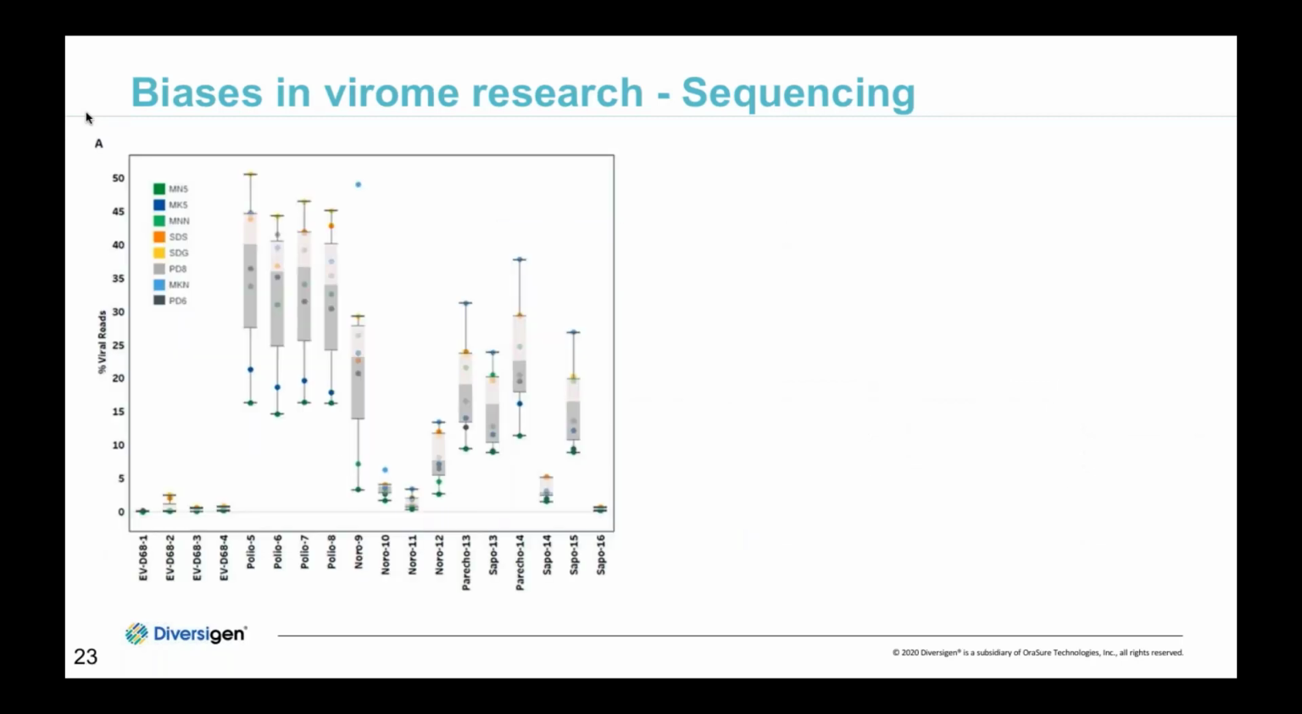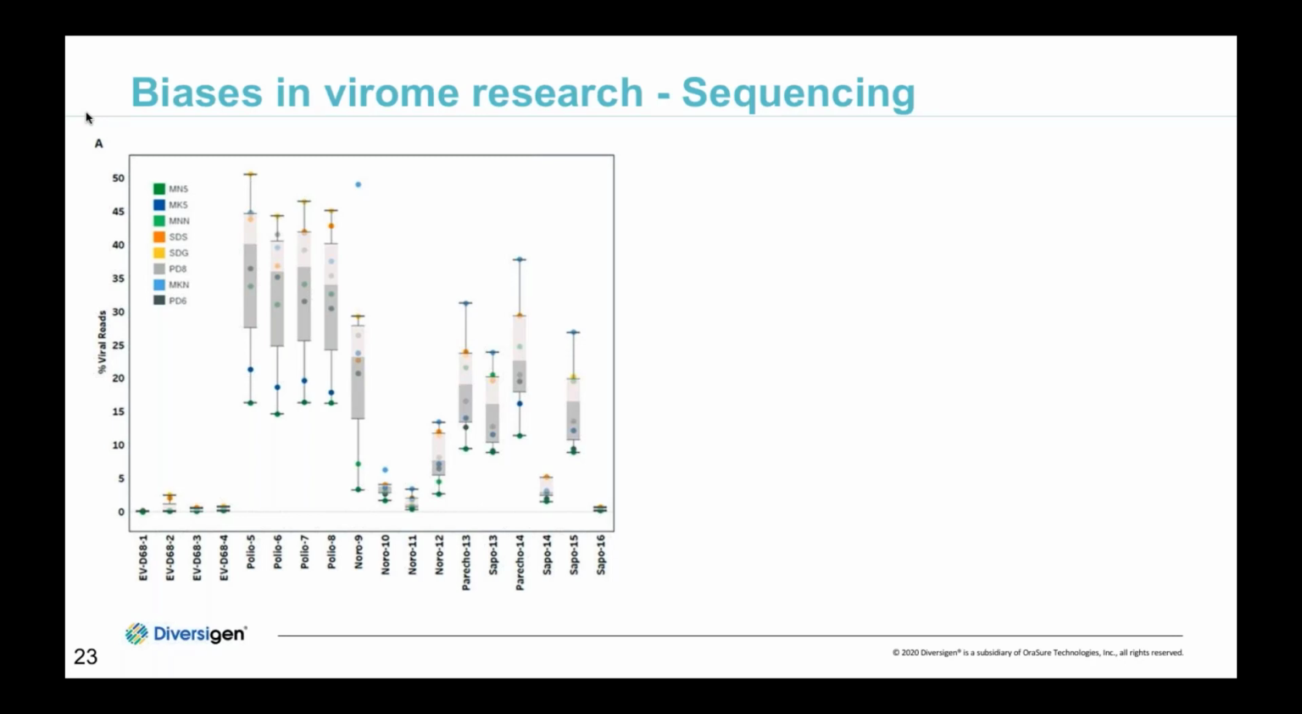Although ideally a mock community would have been a more controlled sample, clinical specimens were used in the analysis, which were positive for various human viruses. As you can see here in this plot, the number of viral reads will depend on first, the type of virus, and second, the sequencing platform and the sequencing kit.